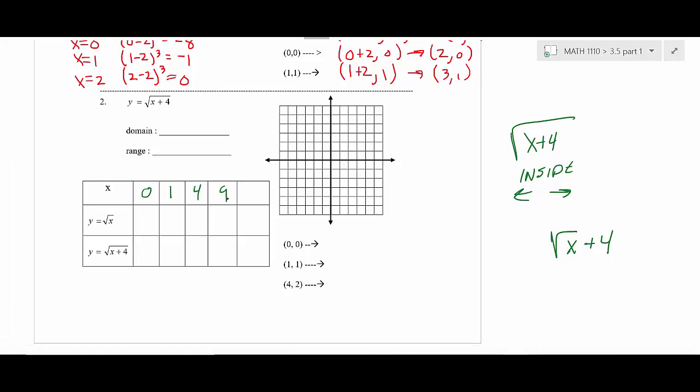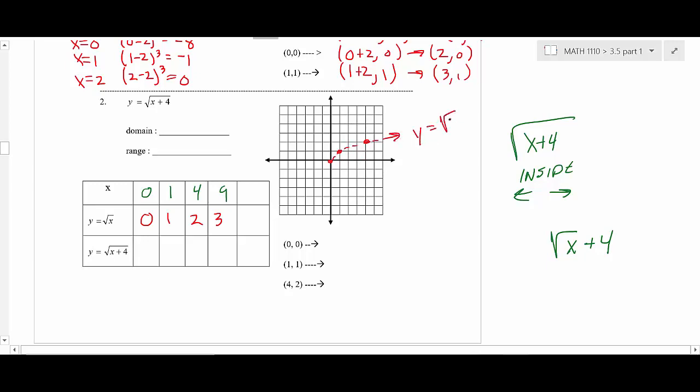So square root of 0 is 0. Square root of 1 is 1. Square root of 4 is 2. Square root of 9 is going to be 3. So we want to go ahead and plot those points then. So we got (0, 0), (1, 1), and (4, 2). And that's good enough. You don't need to go all the way to 9 unless you want to. So that's going to be y equals square root of x.